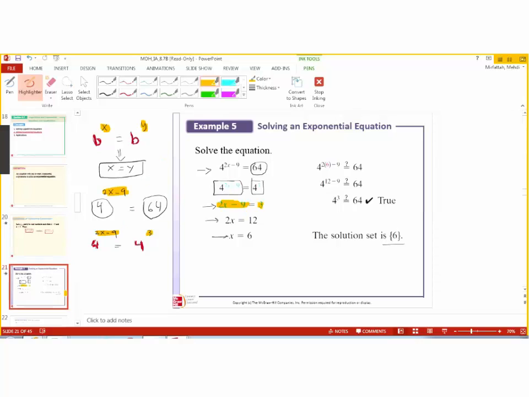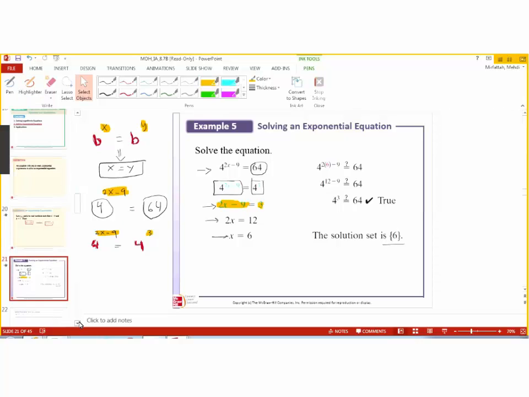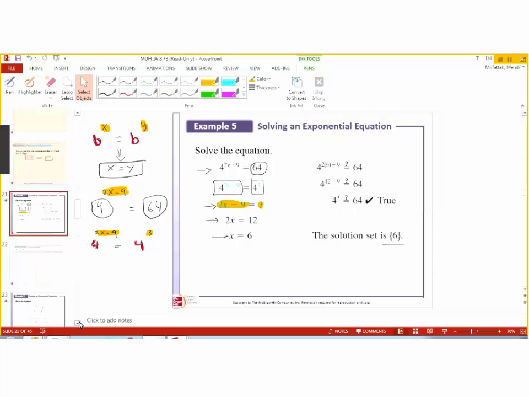Alright, so let's take a look at one question. Oscar. Now for the last one, you just have to check both of those into the original equation and see which one makes sense. You have to check both of them. Okay? Anytime you get the answer, you need to check it.